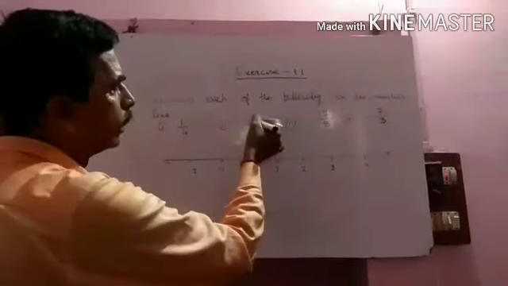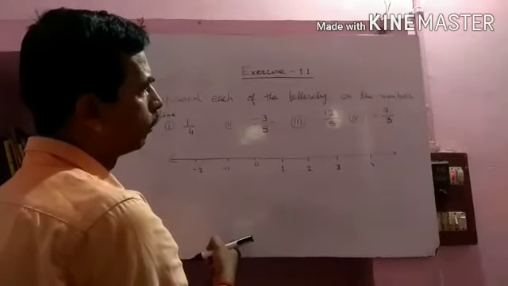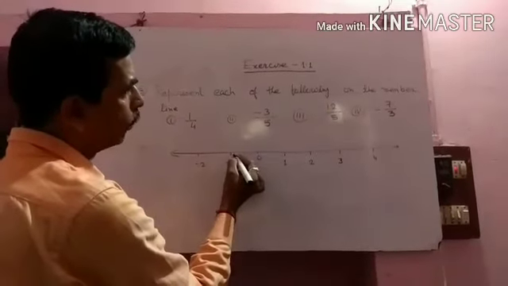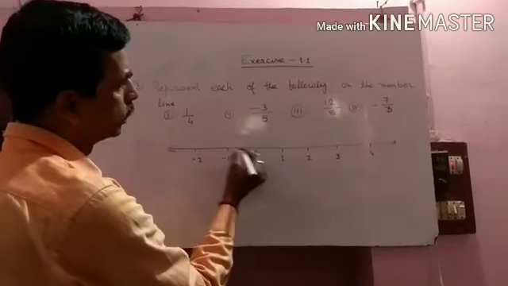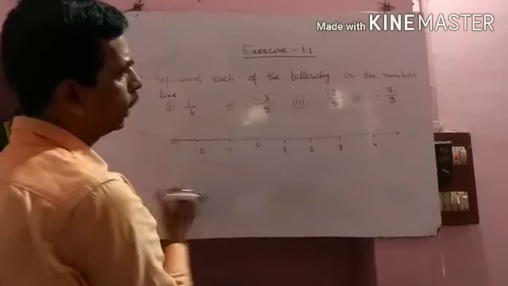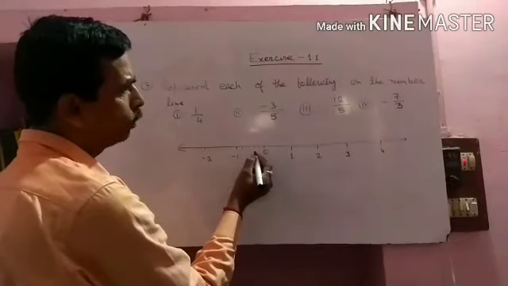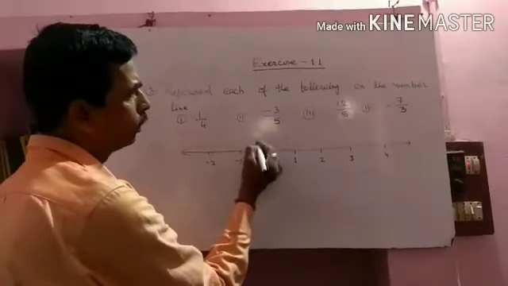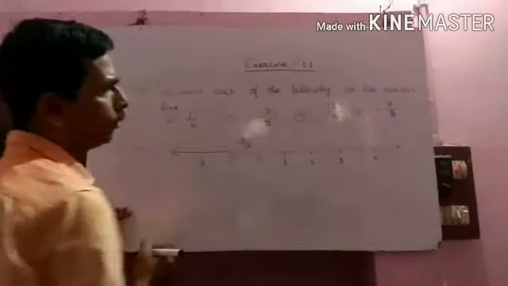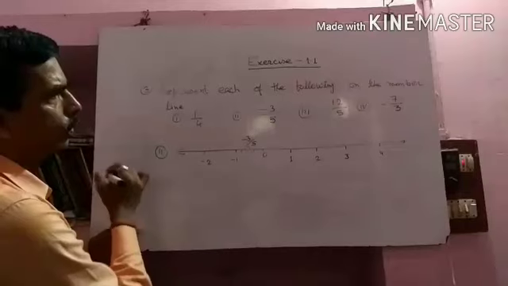So what will we do? The numerator is less than the denominator, so the number should be less than 1. So look here, divide the 1 unit into 5 equal parts. It starts from 1, 2, 3, 4, and this becomes 5. So start from here: this becomes minus 1 by 5, minus 2 by 5, and this part represents minus 3 by 5. Okay, this is the answer of question number 2.